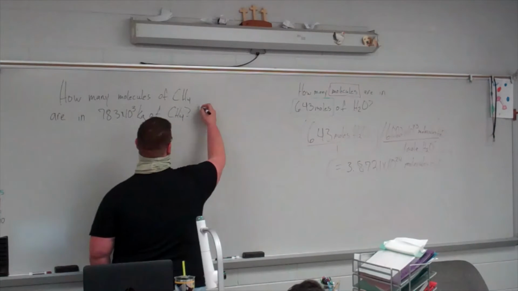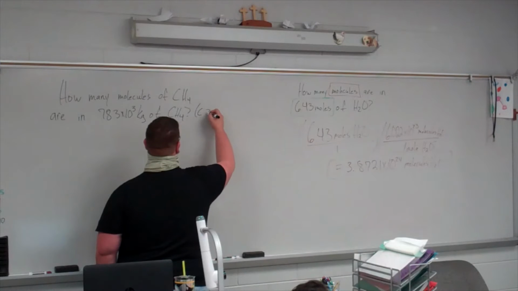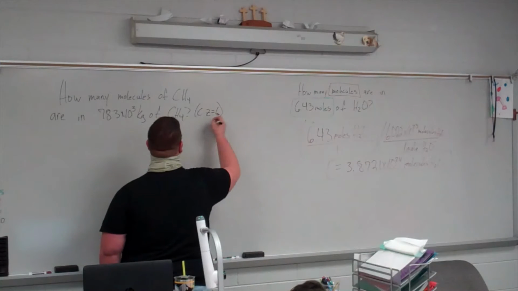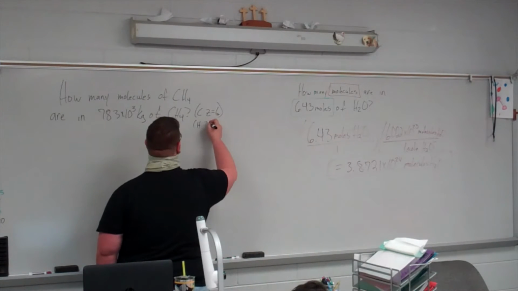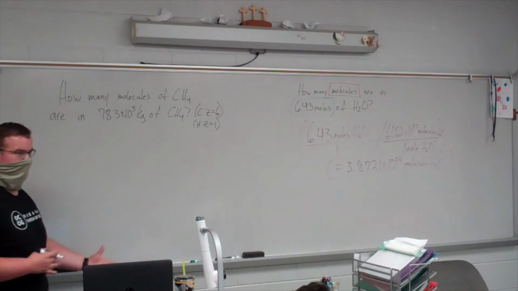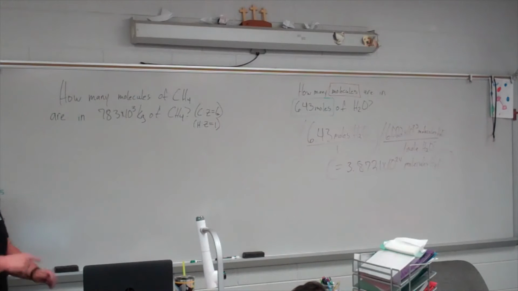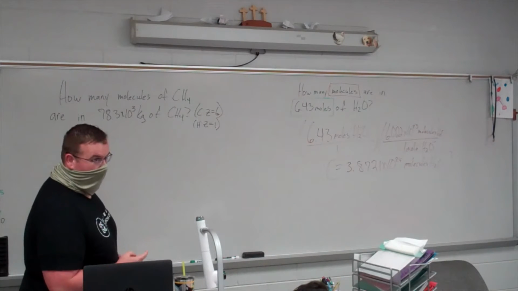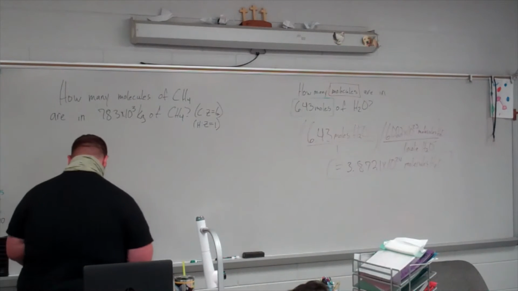So I would give you something like this: C, atomic number 6, H, atomic number 1. And I would give you that to tell you where it's at on your periodic table. Now, you all walk me through the problem. What's the first thing we're going to do? Find your number.